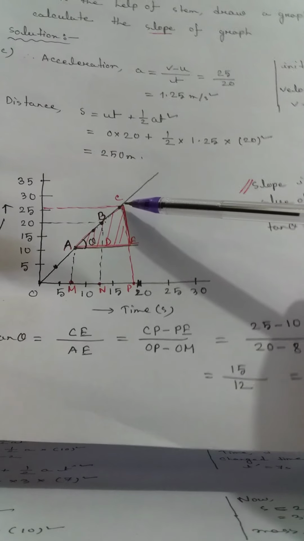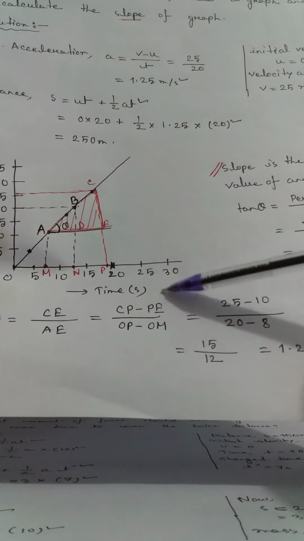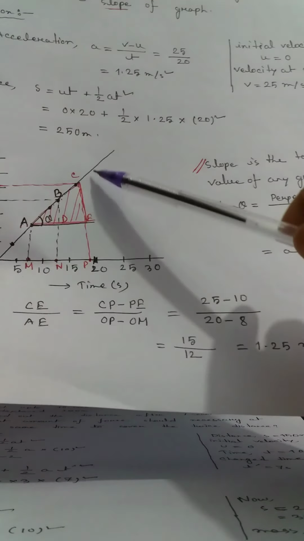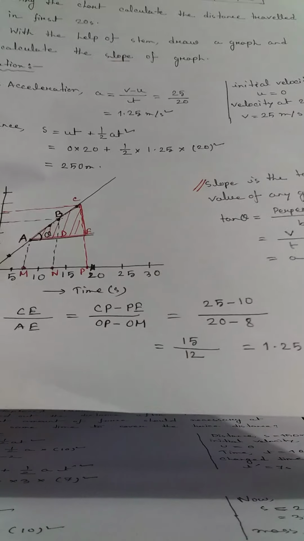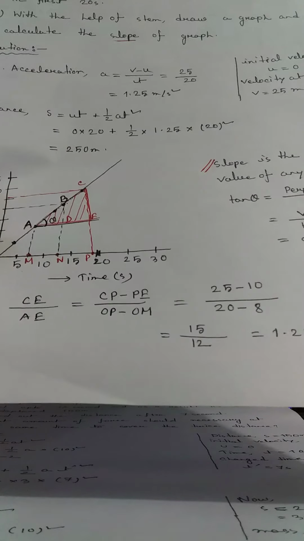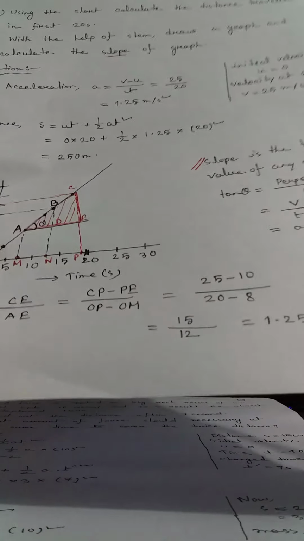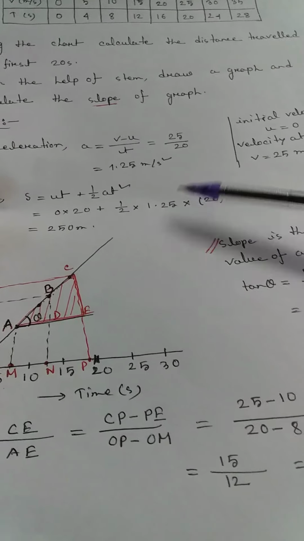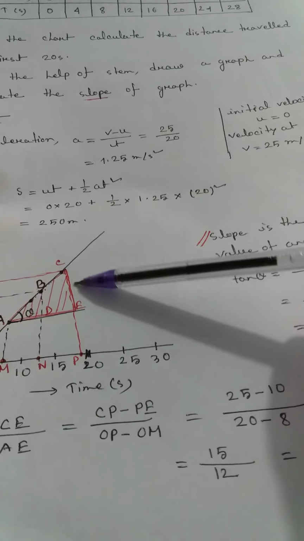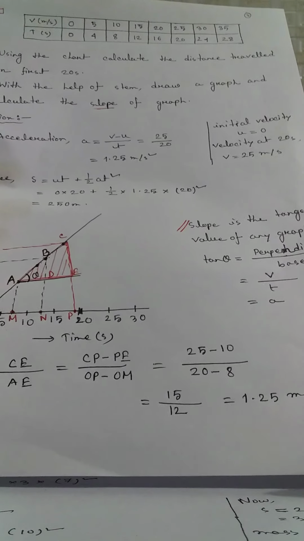Here the perpendicular line is CE and the baseline is AE. If we write down the values corresponding to these lines, we will get the acceleration will be 1.25 meter per second square. If you use graph paper, you will get a smooth graph and you will get the value in a proper way. In our previous question, we got acceleration was 1.25 meter per second square, and from the calculation of graph, we are again getting the value of acceleration is 1.25 meter per second square.